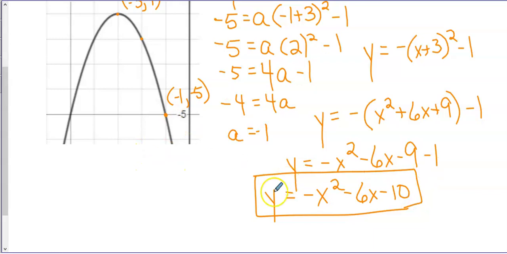Now on your test, be aware you might be asked to put it in intercept form, vertex form, or standard form. So be sure you know what all three of those look like.